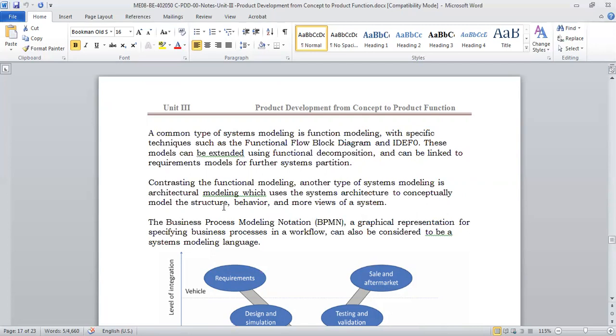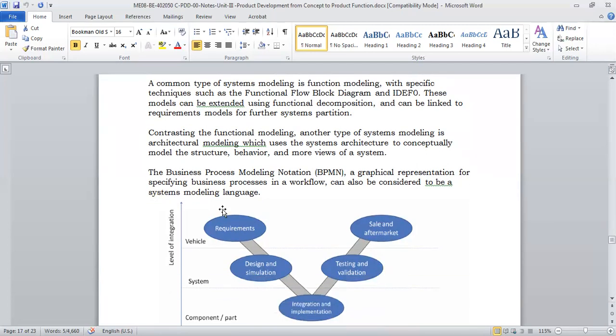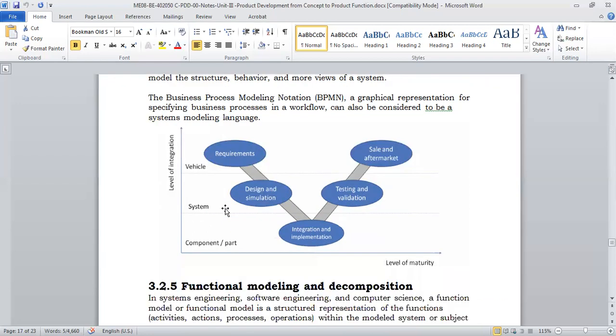Contrasting to functional modeling, another type of system modeling is architecture modeling. One is functional modeling, where we will do the modeling based on the functions. Another is architectural modeling, which uses a system architecture as a conceptual model. And then there is also business process modeling, a graphical representation of the business processes.